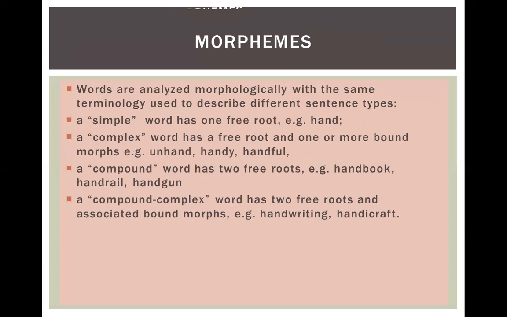And words are analyzed morphologically with the same terminology used to describe different sentence types. A simple word has one free root, for example, hand. A complex word has a free root and one or more bound morphs: unhand, handy, handful. A compound word has two free roots, like handbook, handrail, handgun, and a compound complex word has two free roots and associated bound morphs, such as handwriting and handicraft.